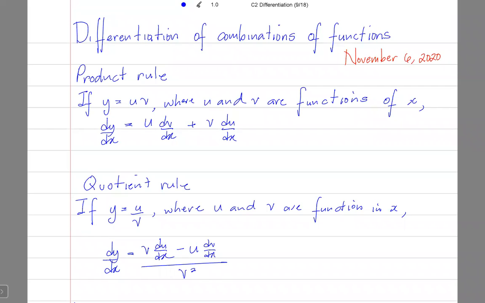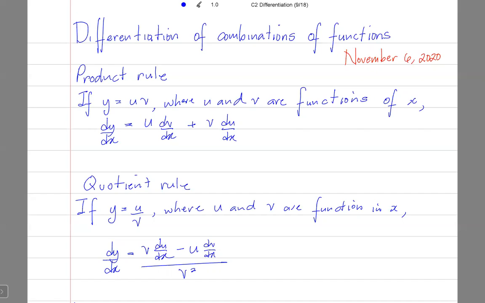So we have the product rule. And last time we looked at the product rule, we said that if y is equal to uv, where u and v are functions of x, then dy by dx would be equal to u multiplied by the differential of v plus v multiplied by the differential of u. In other words, I would leave the first, differentiate the second, plus leave the second, differentiate the first.